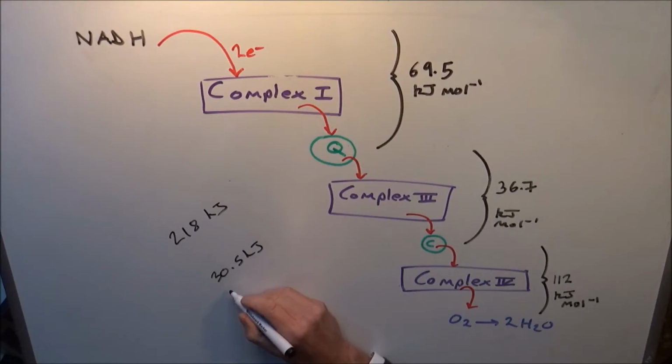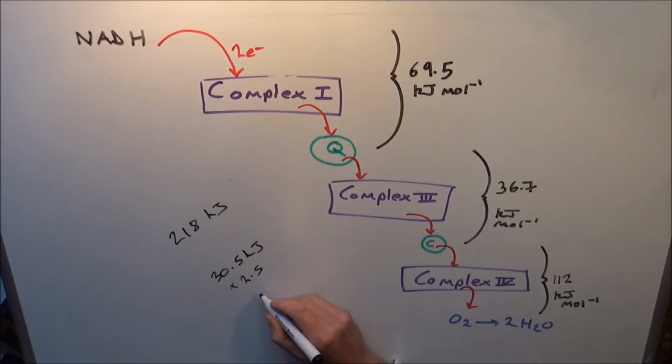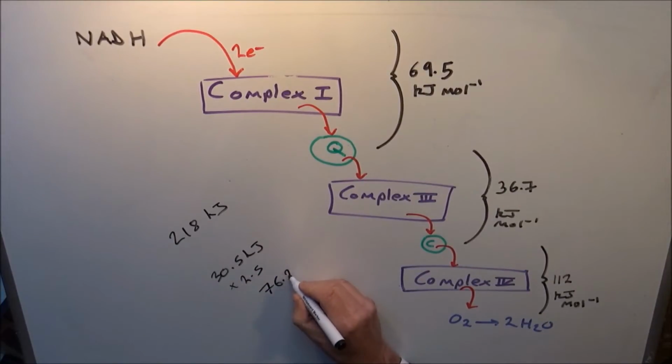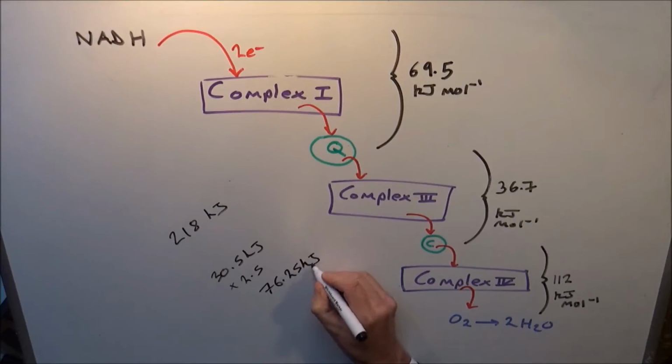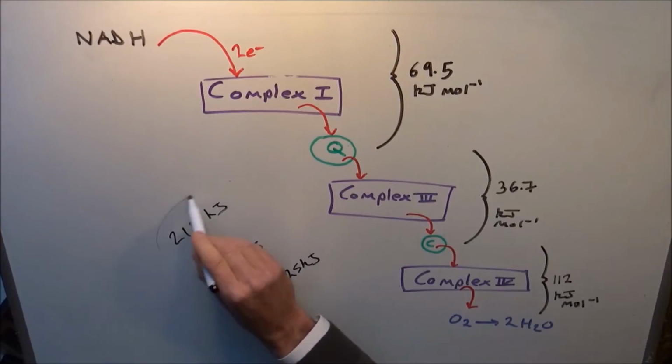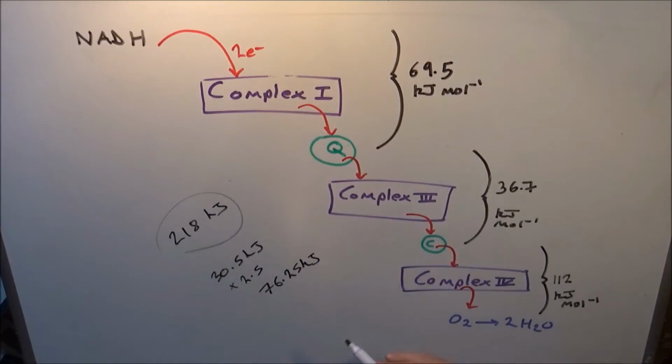So if I was to times 30 by 2.5, that would mean 76.25 kilojoules of energy are actually being turned into ATP. So of the 218 kilojoules that are released altogether, 76.25 of them finish up as ATP. So that is about 35% efficiency.